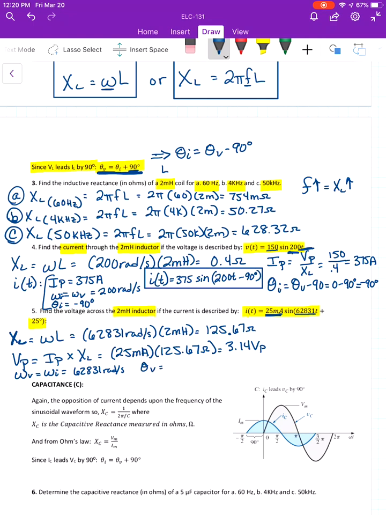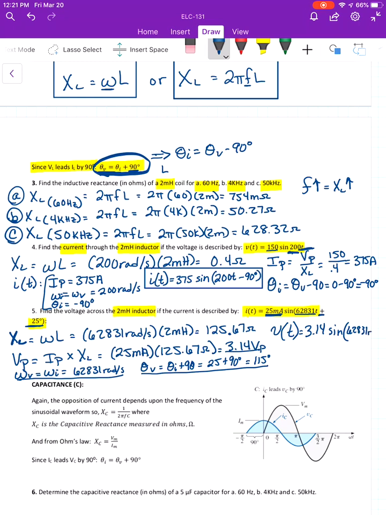And the theta V, remember the voltage is going to lead the current by 90 degrees. So I'm just going to add 90 degrees to my theta I, which in this case is a positive 25. There's the positive sign over there. So 25 plus 90 degrees equals 115 degrees. Once I have this information, and I have this, and I have my peak voltage, I can write my equation. V of t equals 3.14 sine 62,831 radians per second. I'm just going to write t plus 115 degrees.